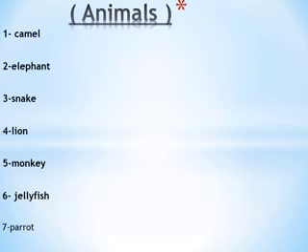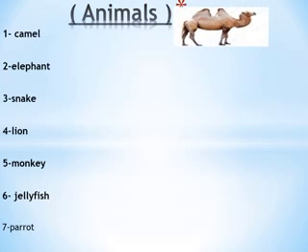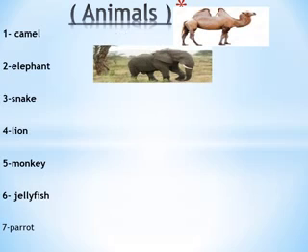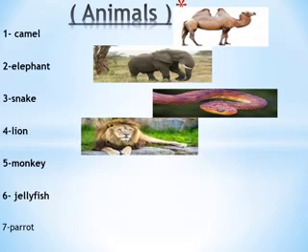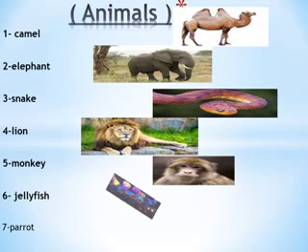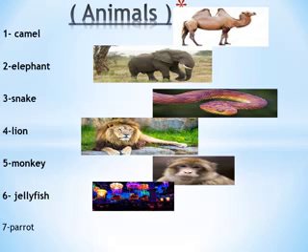Now we'll identify some animals and birds. Now listen and repeat. Camel, camel. Elephant, elephant. Snake, snake. Lion, lion. Monkey, monkey. Jellyfish, jellyfish. Parrot, parrot.